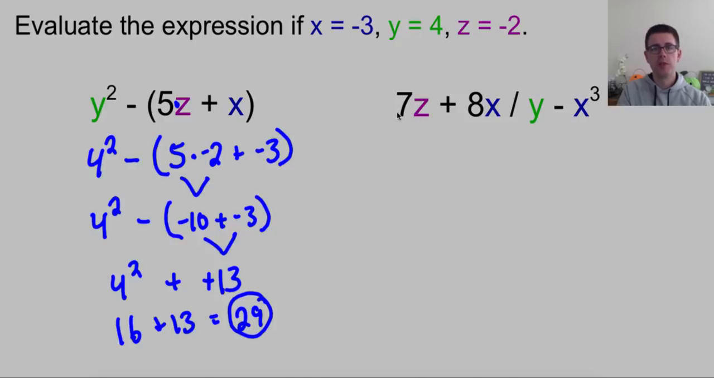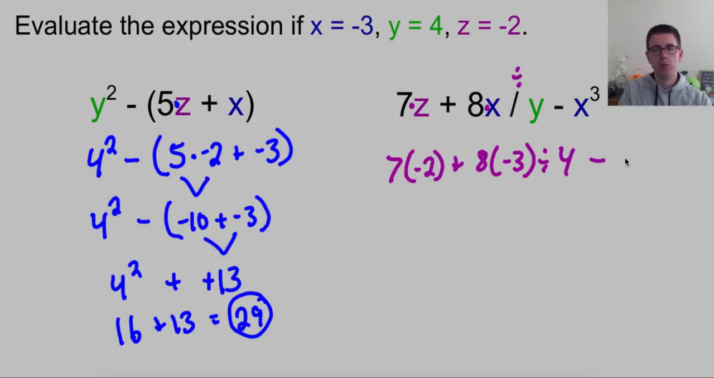Next one's a little longer, 7z, so 7 times z, 7 times negative 2, plus 8x means 8 times x, which is negative 3. The slash is divide, so I'm going to divide by y, which is 4. And then I'm going to do minus x cubed, so x to the third power. X is negative 3, so I'm going to do negative 3 to the third power. Okay? Some of you might be tempted right now to make this adding the opposite. Don't do that until after we're done with the exponents. Let exponents happen before we do any of that adding the opposite part.